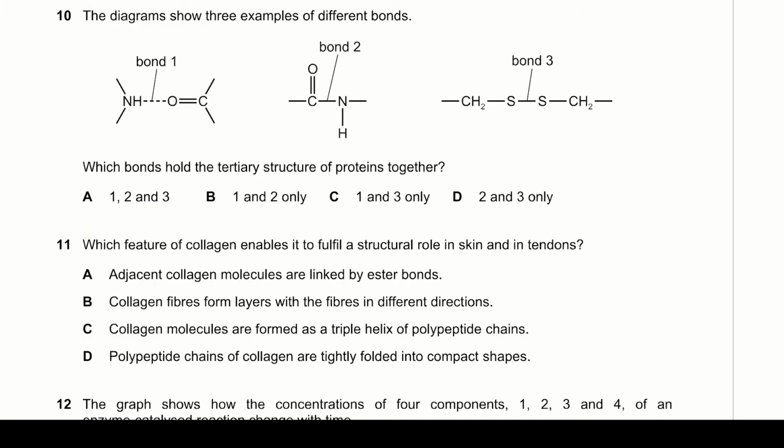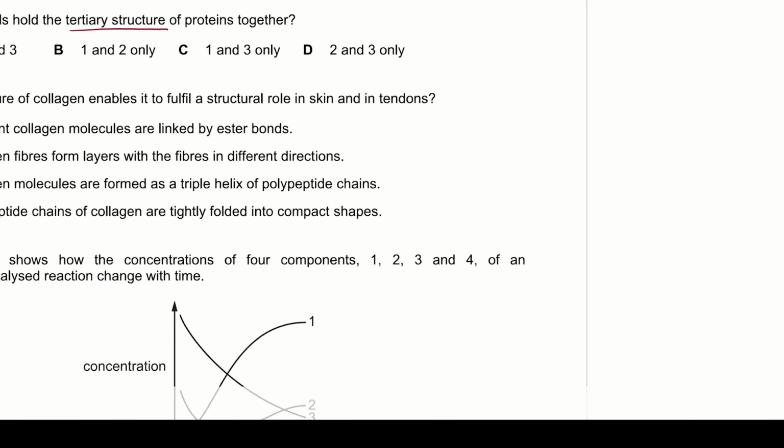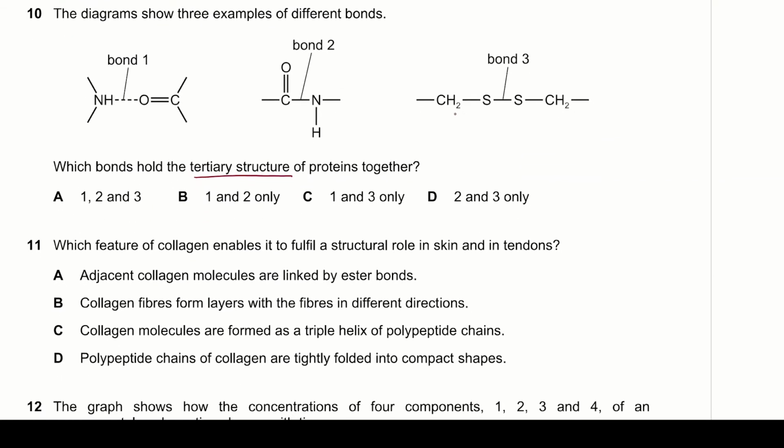The diagram shows 3 examples of different bonds. Which bonds hold the tertiary structure of proteins together? Here it's specified only tertiary. The only bonds present in tertiary are hydrophobic, disulfide, ionic, and hydrogen. And these bonds are formed by the side chains of the amino acids.